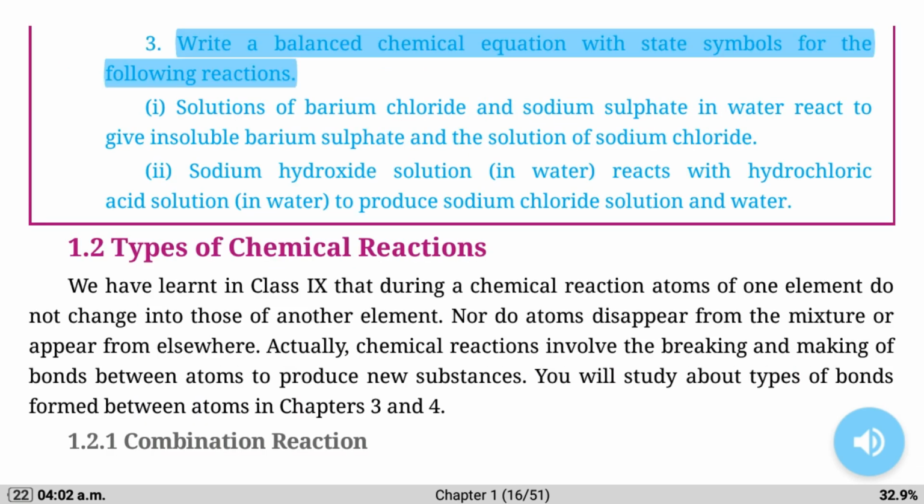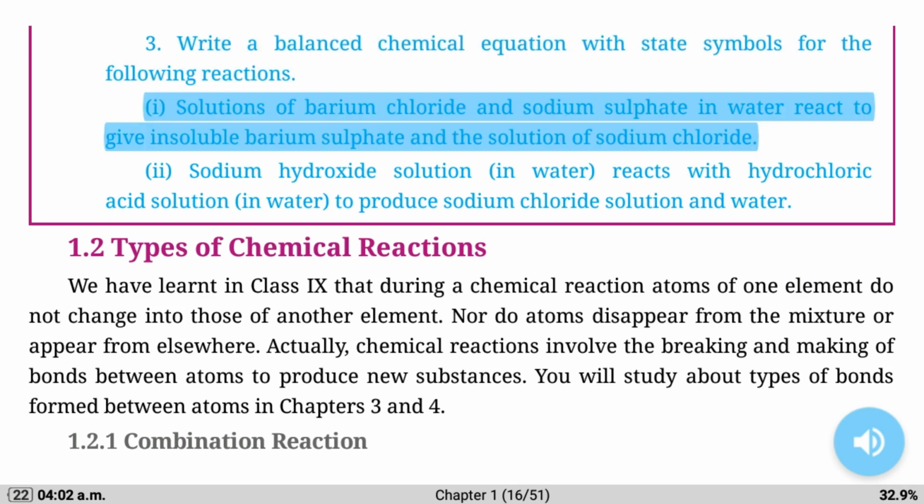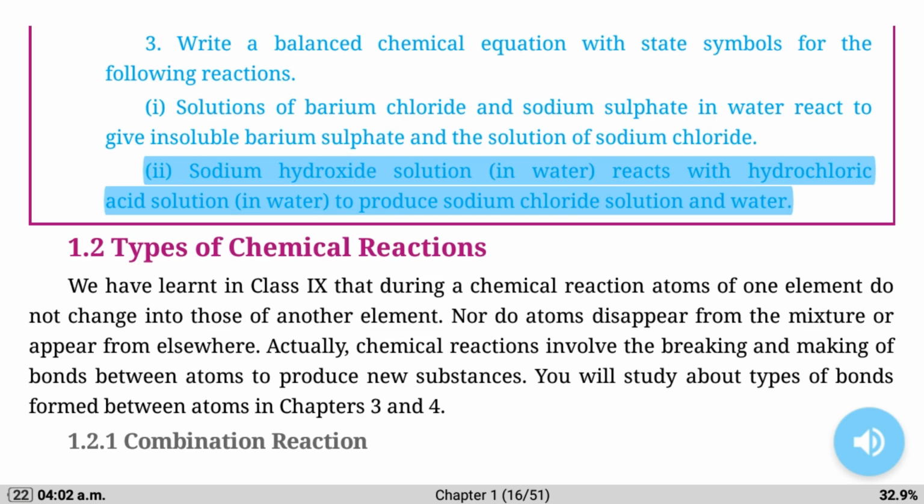Write a balanced chemical equation with state symbols for the following reactions: (i) Solutions of barium chloride and sodium sulfate in water react to give insoluble barium sulfate and a solution of sodium chloride. (ii) Sodium hydroxide solution in water reacts with hydrochloric acid solution in water to produce sodium chloride solution and water.